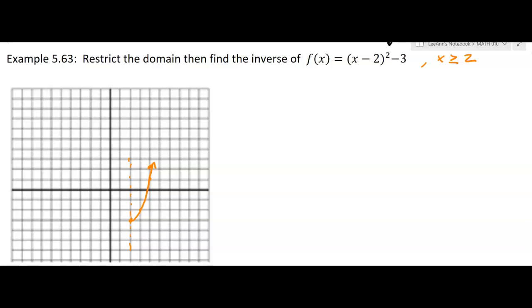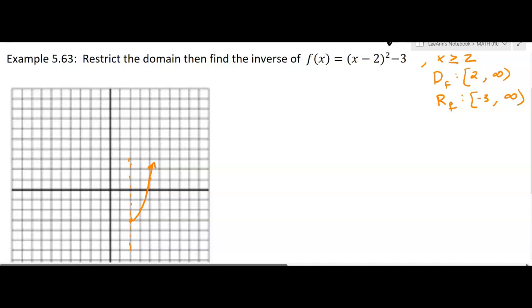All right. Now let's talk a little bit about the domain and range here. Go back to my orange pen. The domain then of f is going to be from 2 to infinity. And the range for f is going to be, if you look at it, from -3 to infinity, right? This is a right side up parabola, and that's what it's doing.